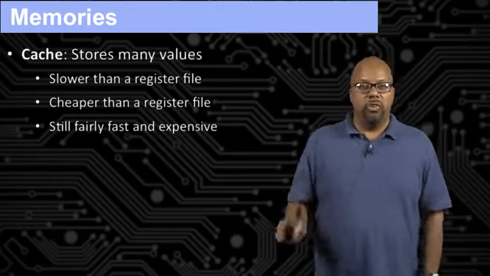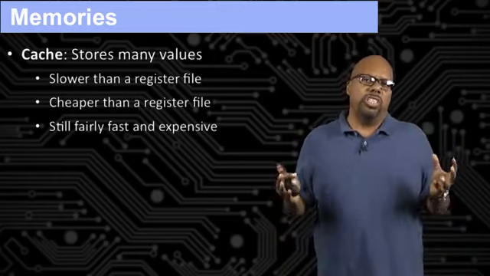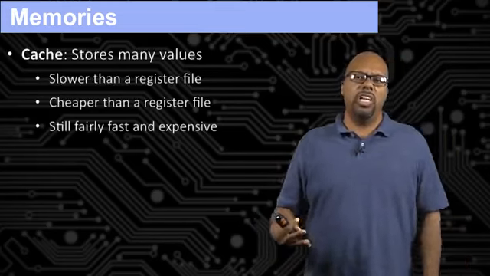Memories. Now, you know what a memory is. It stores data, but memories are made to store a lot more data than registers. So you won't just have 32 registers; memories will be a lot bigger. There are varieties of memory. One type of memory is called cache memory. Cache memory stores a lot of values.